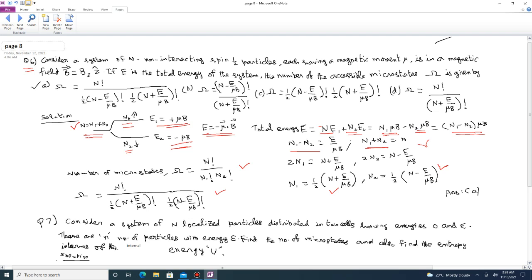Now let us go to question number 7. Consider a system of N localized particles distributed in two cells having energy 0 and E. Small n is the number of particles with energy E. Find the number of microstates and also find the entropy in terms of the internal energy U.